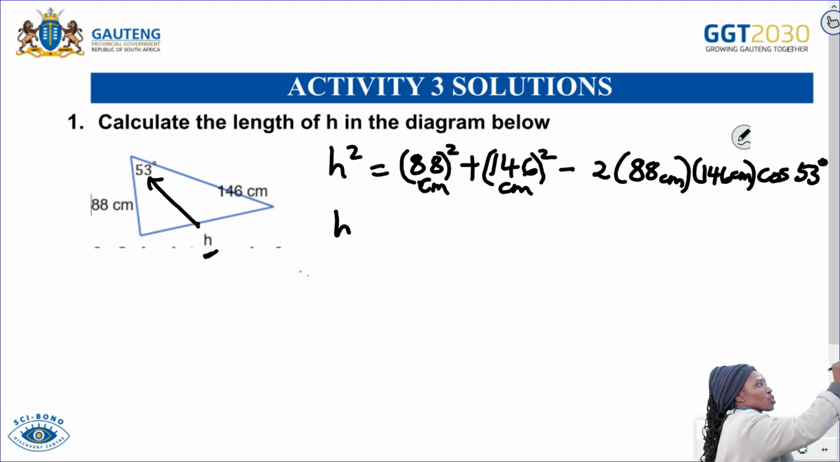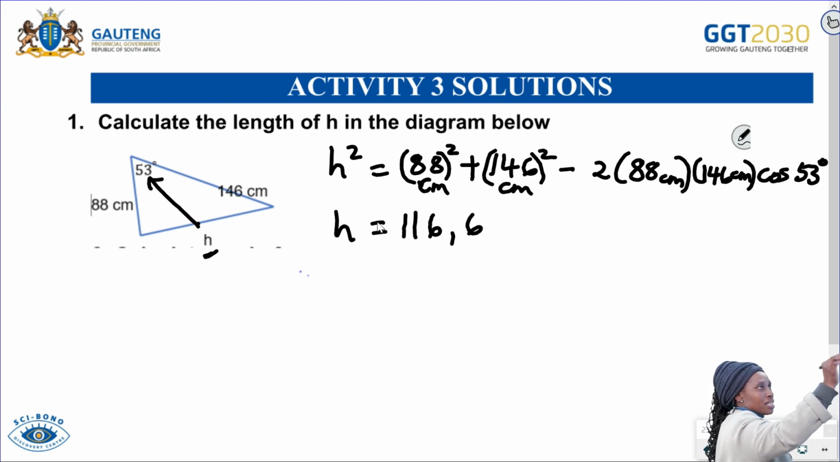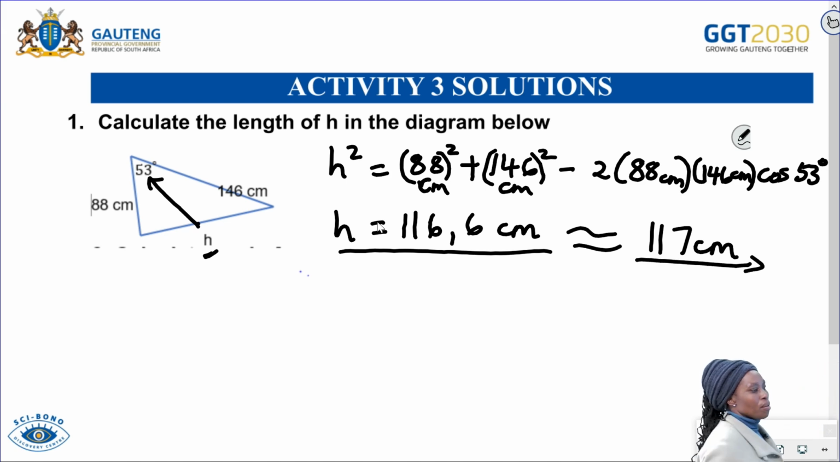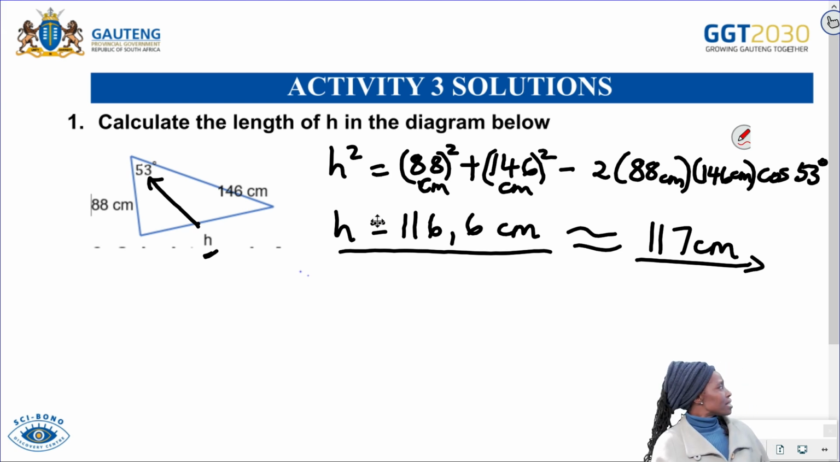My H will be 116,6 centimeters, which I can round off to 117 centimeters, depending on my question. But my question is not stating whether I must round off to the whole number or to 1 decimal place or to 2 decimal places.